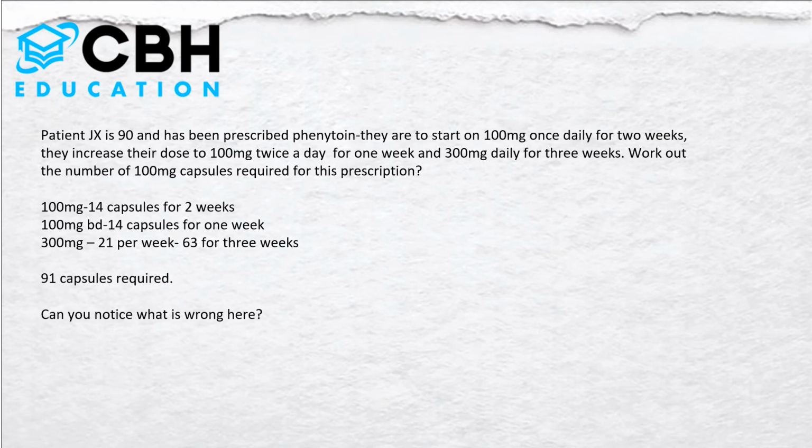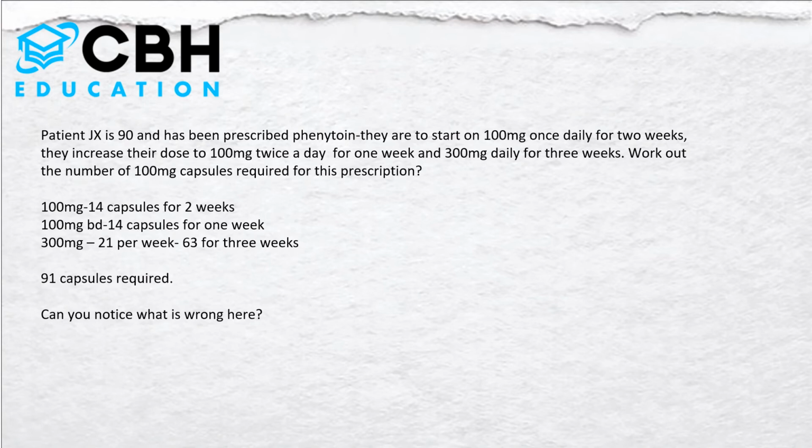Next thing, patient checks is 90 is being prescribed phenytoin. They are to start on 100 milligram once daily for 2 weeks, increase their dose to 100 milligram twice a day for 1 week, and 300 milligram daily for 3 weeks. Work out the total number of 100 milligram capsules required for this prescription. So you can work it out, 91 capsules required. But what you notice is wrong here.